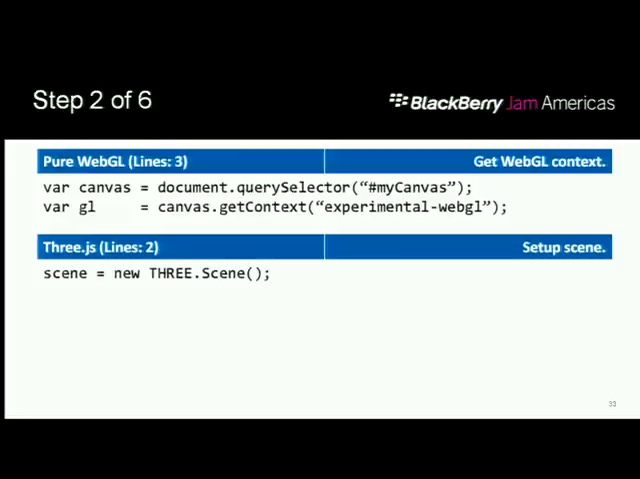In pure WebGL, we need to get the canvas, and then we need to get its context. In 3JS, all we're doing is creating a scene. This scene is sort of the world that we will be rendering. Everything that we add to the scene, that's what we're actually rendering.